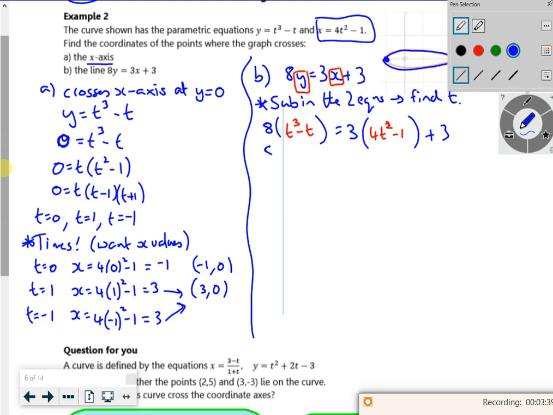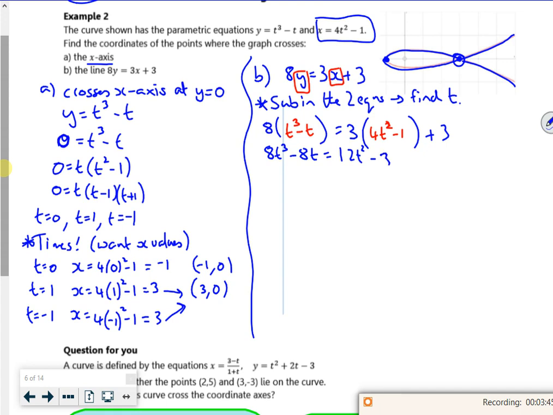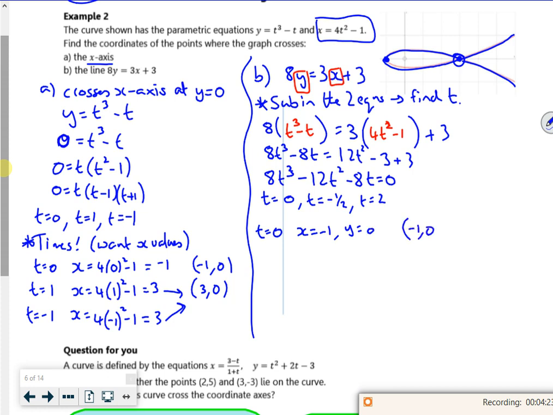So if I expand some brackets, I've got 8t cubed minus 8t is 12t squared minus 3 plus 3. So I've got 8t cubed minus 12t squared minus 8t is nothing. If you stick that in the solver, you get t is 0, t is minus a half, t is 2. Right, then for t is 0, if I sub it in the first equation, it's going to give me minus 1. Sub it in the second equation, it's going to give me 0. So that's minus 1, 0.